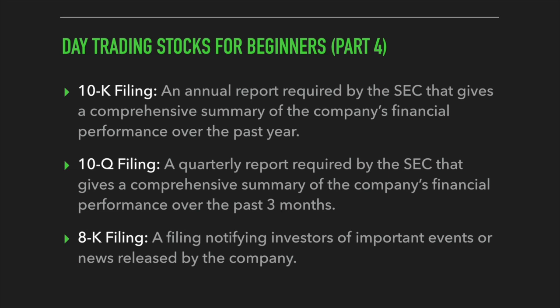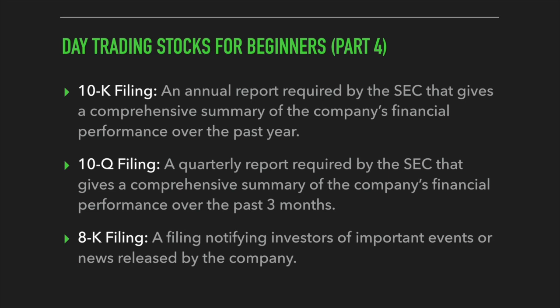And the first of those is what is known as a 10K filing. And this is going to be an annual report required by the SEC that gives a comprehensive summary of the company's financial performance over the past year. So in short, these are the annual earnings reports that the company puts out once a year, going over how well that company performed in the past 12 months.